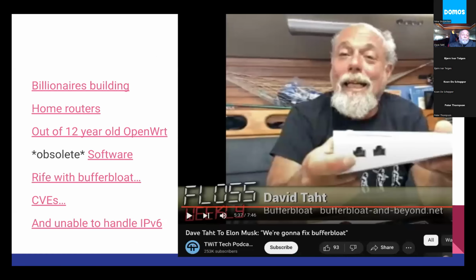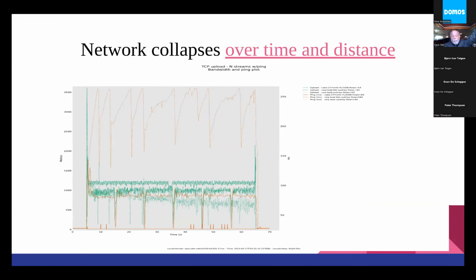I've seen billionaires building home routers out of 12-year-old obsolete software filled with bufferbloat, dozens of CVEs, and unable to handle IPv6. I've seen network collapses over time and distance. This is a favorite plot of mine. It's part of a blog post called Drops at Juniper. You can see CUBIC degrading over time because of the congestion collapse inherent in a 250 millisecond long queue. I've seen queues that are so much bigger than 250 milliseconds that I imagine almost no traffic is really getting through. It looks busy, but it's not doing anything.